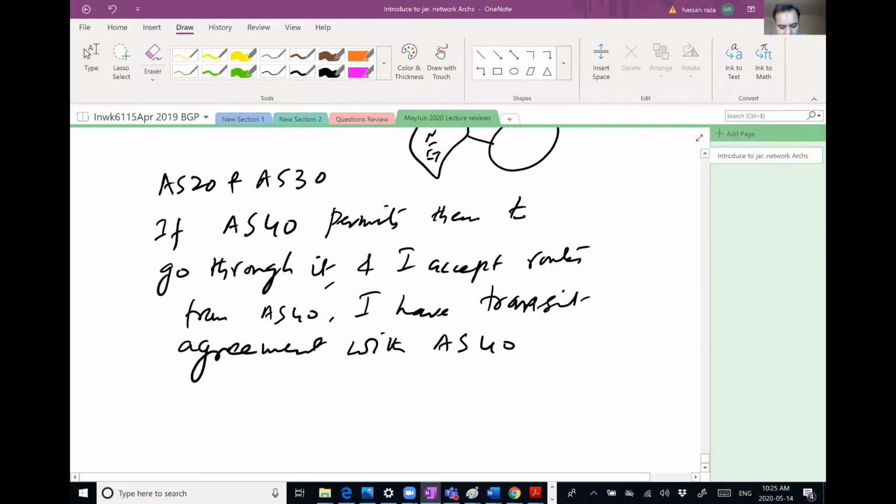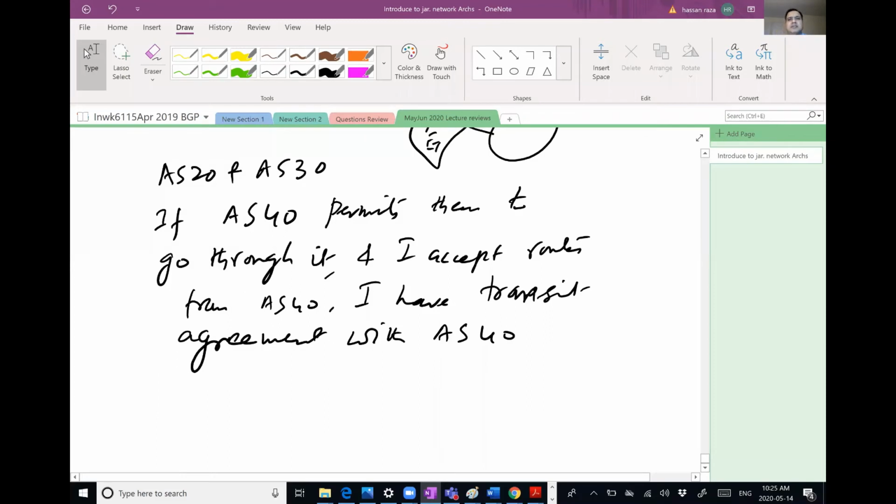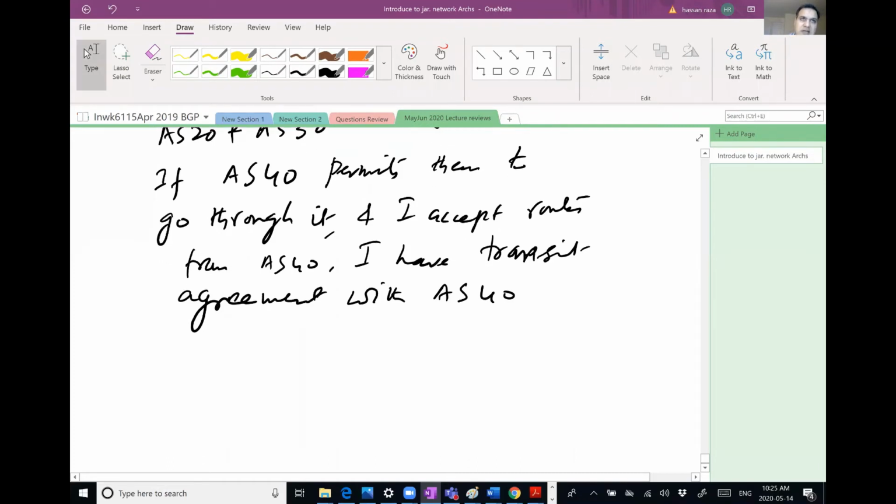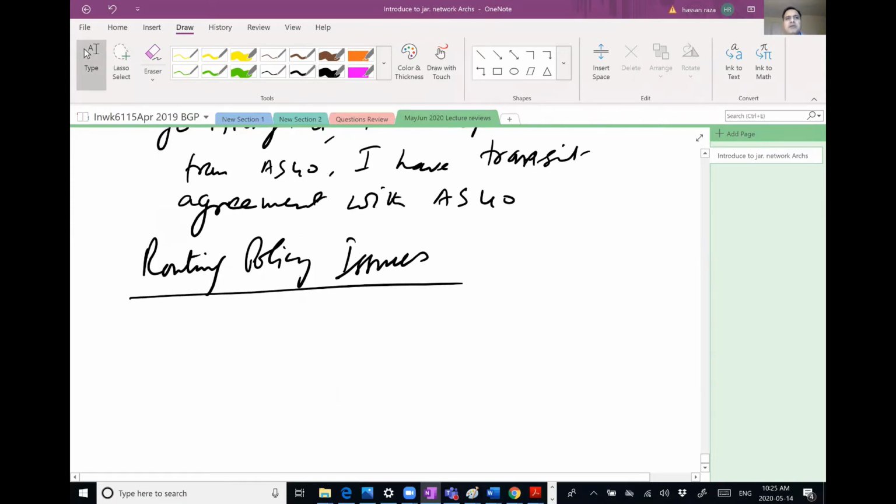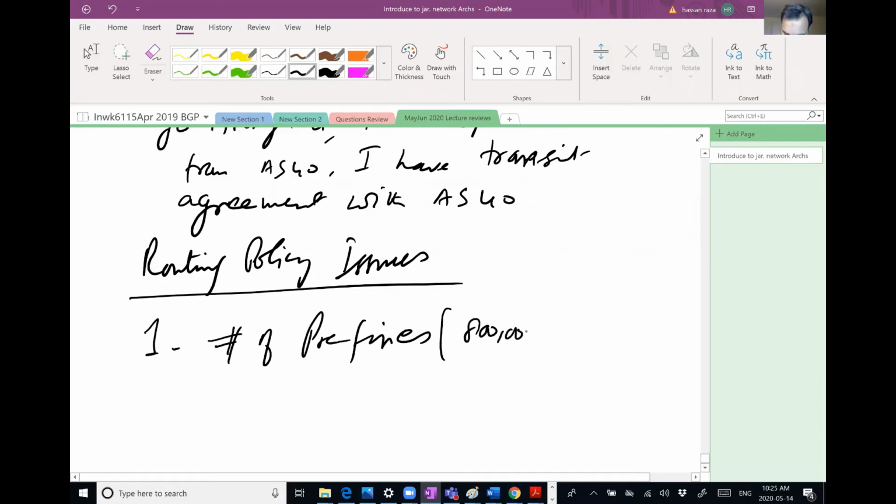Now let's see more narrowly why I'm looking at routing policy. What are the issues? So I would say routing policy issues, especially in BGP. Why do I need to have routing policy? Number one is the number of prefixes. Yesterday when we looked, they were more than 800,000, in excess of 800,000, right?